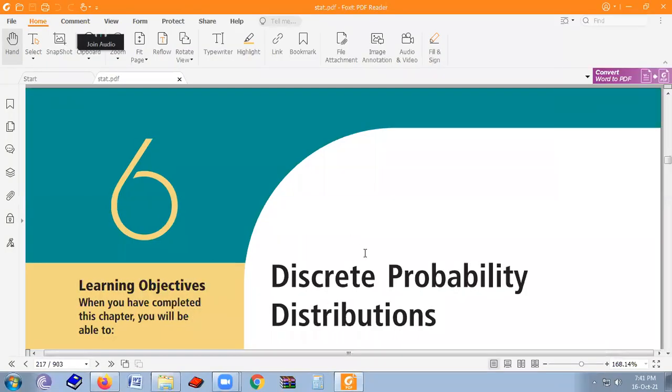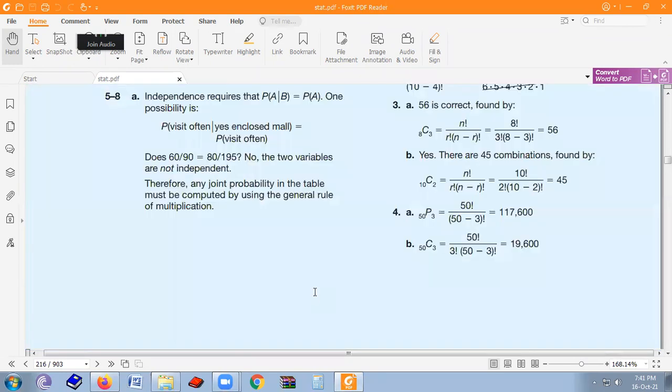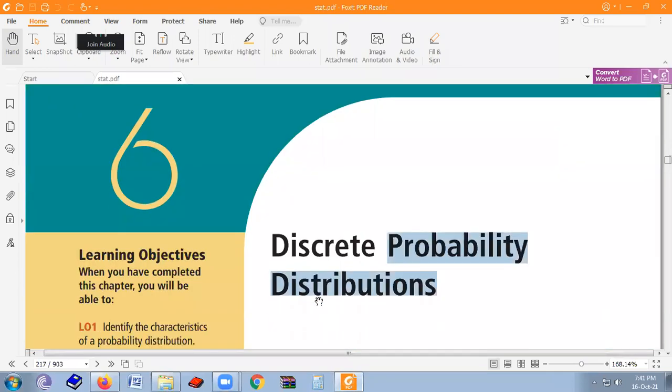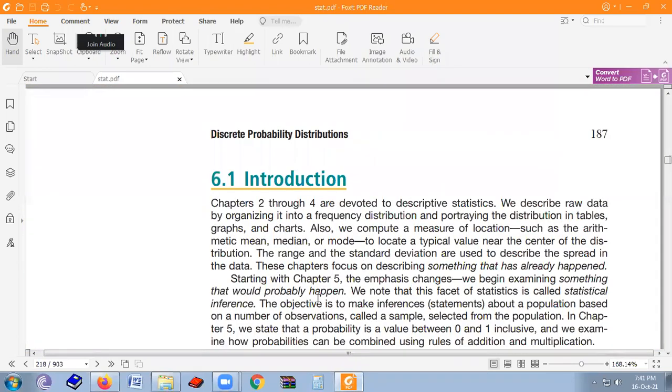So last class we learned about probability, right? Probability, events, outcomes, the formula of addition, the formula for multiplication, conditional probability. So today we learn about chapter 6, probability distributions. Okay. Page number 187.